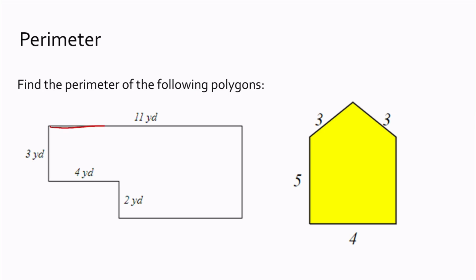All right, so if we have 11 yards here, we must also have 11 yards total down here. And since we already have 4, this must be 7. And then since we have 3 and 2, this must be 5. So we can add those together. 11 plus 5 plus 7 plus 2 plus 4 plus 3, 32 yards.